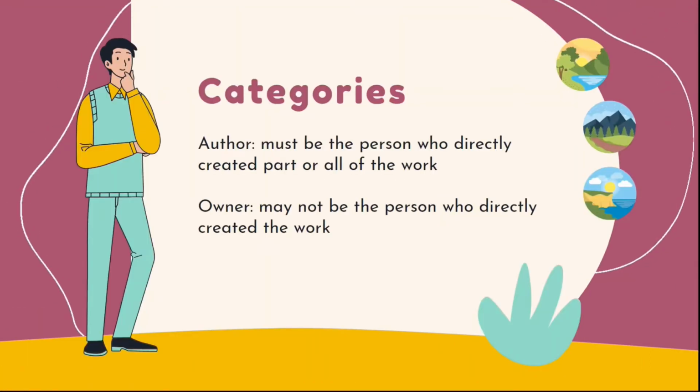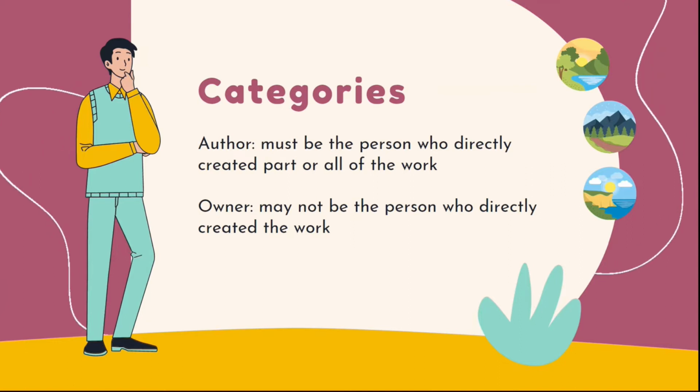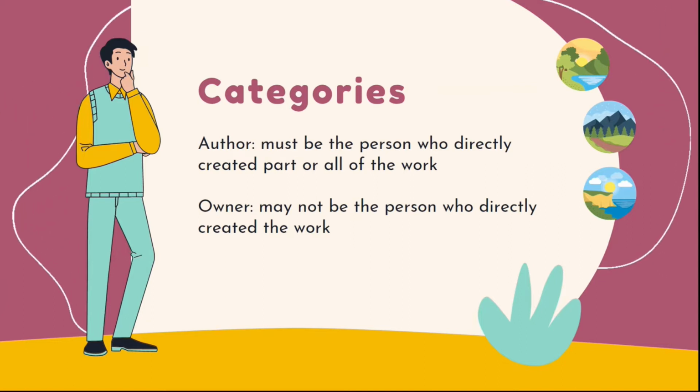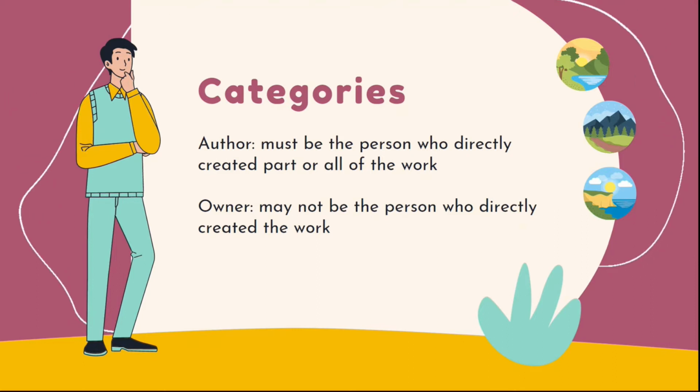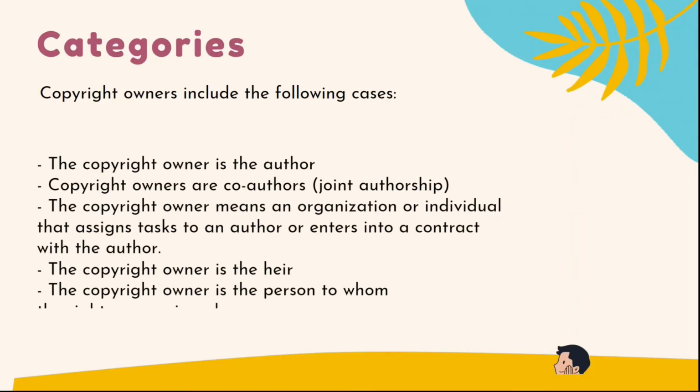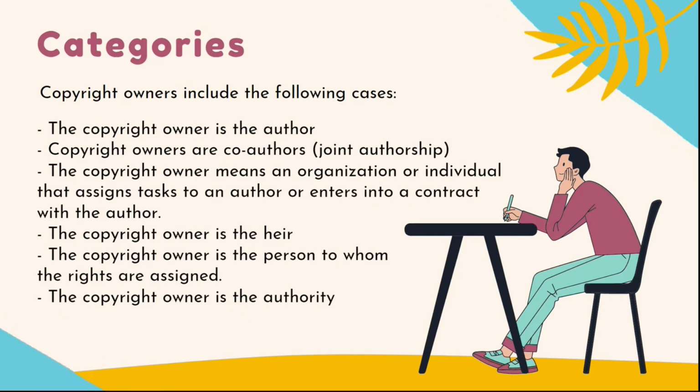The author must be the person who directly created part or all of the work. The owner may not be the person who directly created the work. The copyright owner includes the following cases. The copyright owner is the author. If you took a selfie picture of yourself, you are the copyright owner of that picture. Copyright owners can be co-authors, joint in authorship.